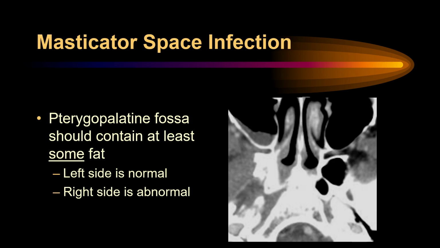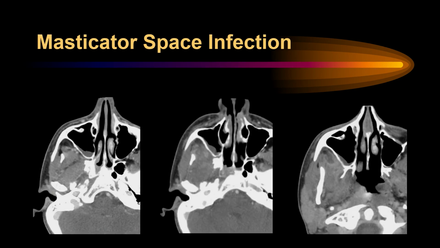Have a look on the patient's right. You can see that the fat is either infiltrated or displaced, and so there is a deep space infection that was not appreciated by the radiologist. How much did the patient suffer from that omission? Well, let's have a look. Here's a series of CTs. These are all done on different dates, and you can see the infection is just getting worse and worse and worse. You can see now that the entire masticator space is involved.